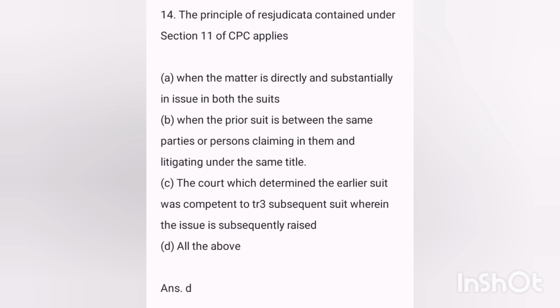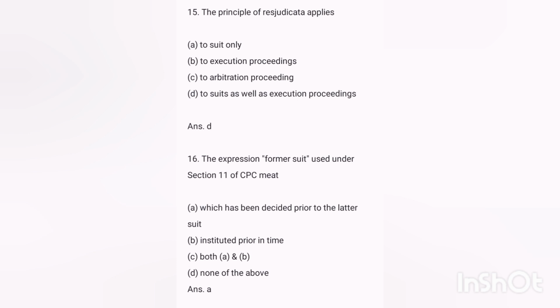All of this. Next, the principle of res judicata applies to suit only, to execution proceeding, to arbitration proceeding, to suit as well as execution proceeding. Answer is D: to suit as well as execution proceeding. Next, the expression former suit used under Section 11 of the CPC means. Answer: a suit which has been decided prior to the later suit.